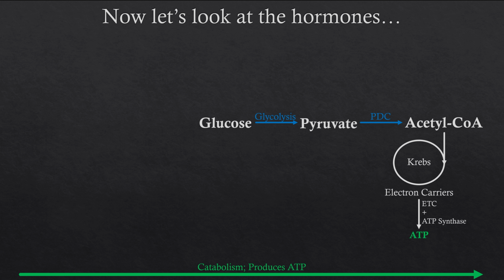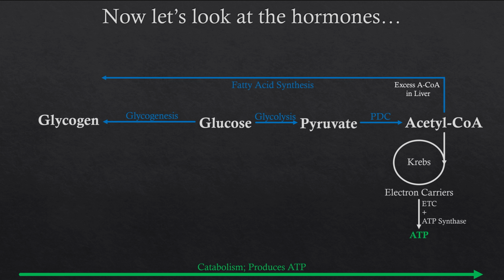So now maybe we have enough ATP and we can start storing it. The process that we're going to do to store that glucose that's immediately available is glycogenesis, where we produce glycogen. And then in the liver, if there's any excess acetyl-CoA left over, we can send that through fatty acid synthesis and turn it into fatty acids. So now instead of breaking down molecules, we're building larger molecules, glycogen and fatty acids, these large polymers, these larger storage molecules. These are called anabolic processes, and they require ATP, which might sound weird.